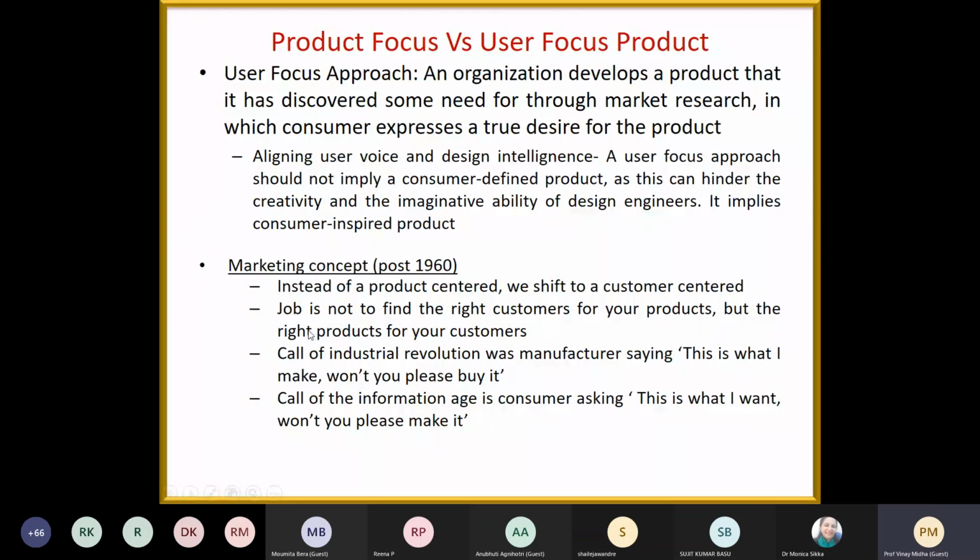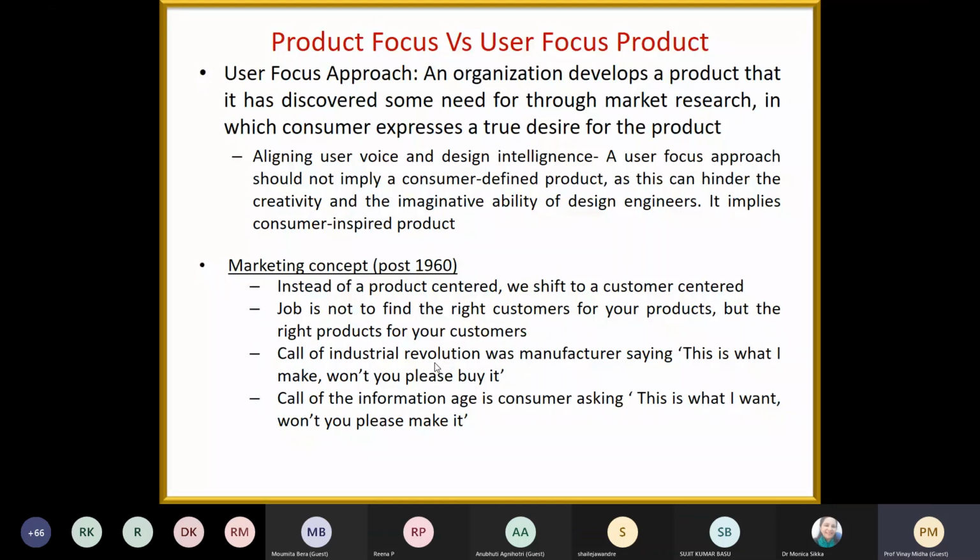So instead of product centered, now we have shifted to customer centered, that we try to understand the requirements of the customers, and according to that, we produce the product. So we can say that the call of the industrial revolution was that manufacturers were saying, this is what I make, won't you please buy it? But now the time has changed and the customer is now asking, this is what I want, won't you please make it for me? Because this is where the markets have now shifted. So we have to understand the requirements of the customers also.